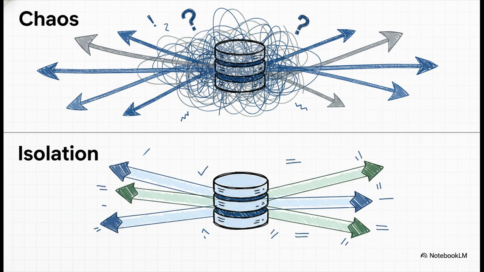Then there's I for isolation. Imagine hundreds, maybe thousands of people hitting that bank's database at the exact same second. It could be a total free-for-all. Isolation is what prevents that. It makes sure that all these simultaneous transactions don't interfere with each other. It creates this illusion that each one is happening all by itself in a nice, orderly line.